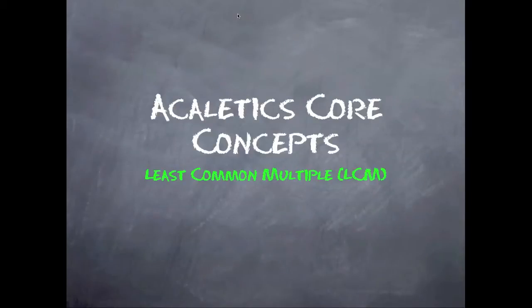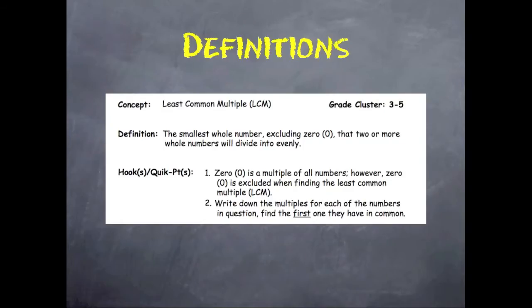This video covers the Acolytics core concept of the least common multiple. So first, let's go over some definitions. The least common multiple is the smallest whole number, excluding 0, that two or more whole numbers will divide into evenly.